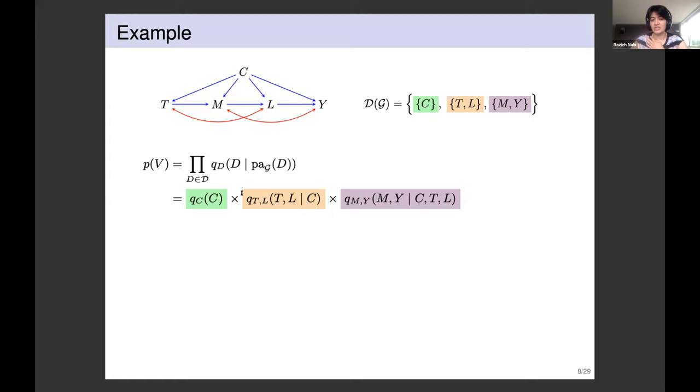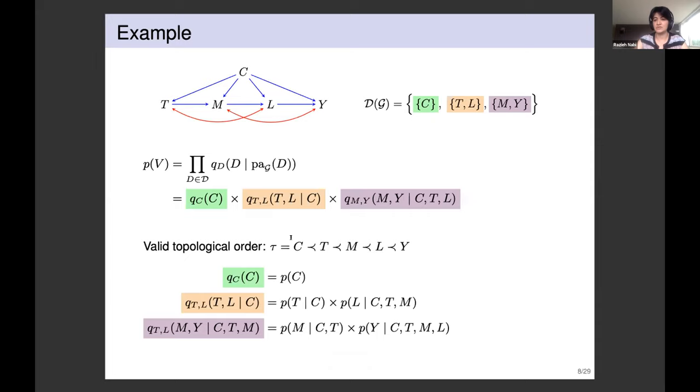And if I want to write this down as a function of P of V, I pick a valid topological order. There exists only one single valid topological order in this graph, the one that says that C precedes T, T precedes M, M precedes L, and L precedes Y. Based on this topological order, each of these kernels is going to be written in terms of ordinary conditional densities in this form.